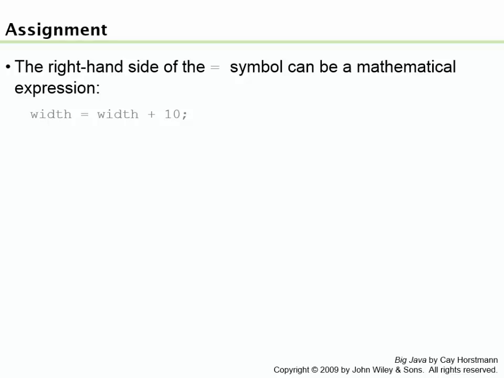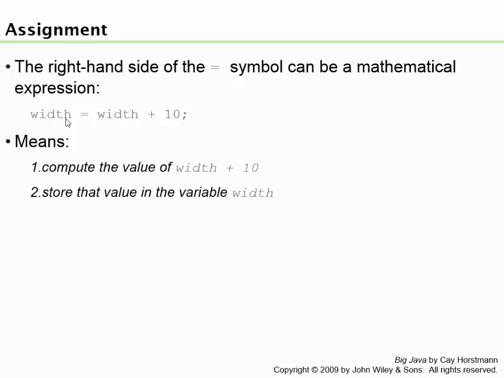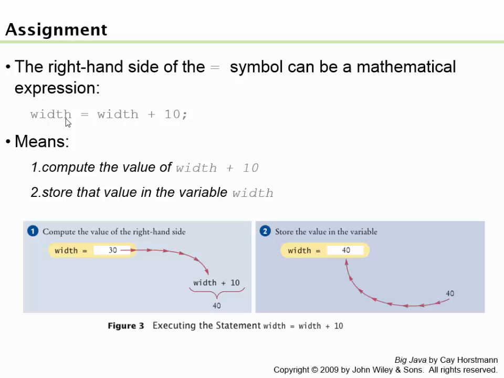Okay, so we saw that in the previous slide where we take width, add 10 to it, store it back into itself. So the right-hand side and left-hand side. Right-hand side is stored as the value for the thing on the left-hand side. Step by step, what does this mean? Add 10 to width, and then store that value in the variable width. So it overwrites whatever's there. First part, you get the 30, you add 10 to it, you get 40. Now you take the 40, you calculate it, and put it back into width.